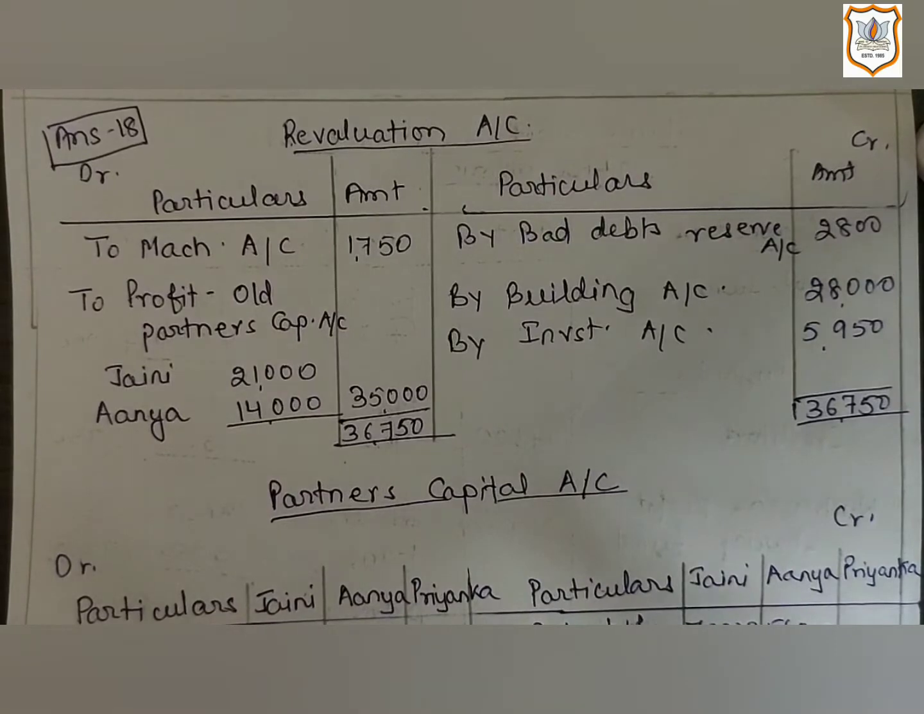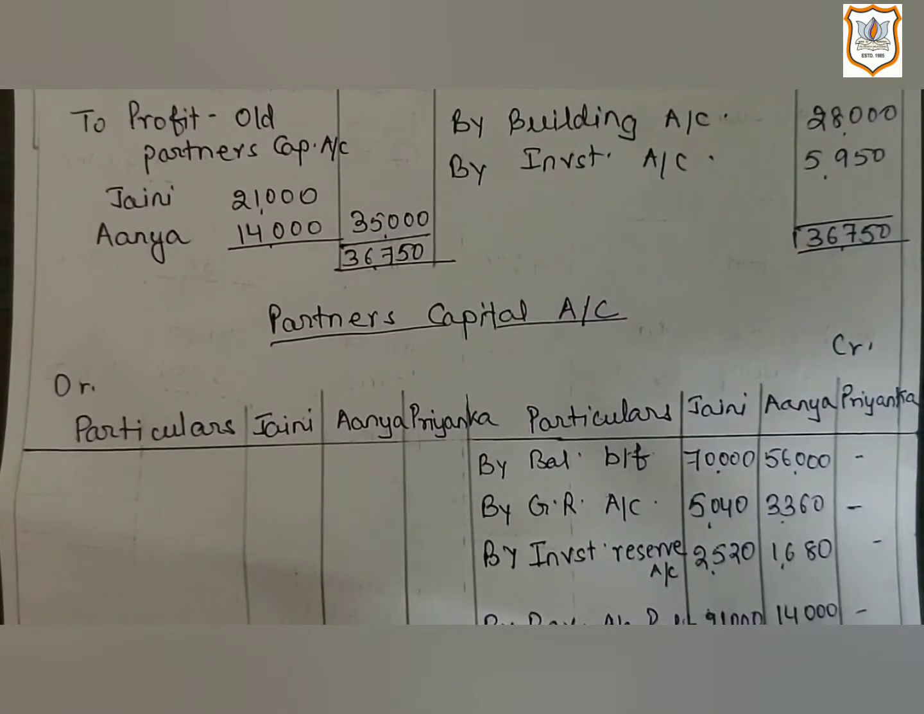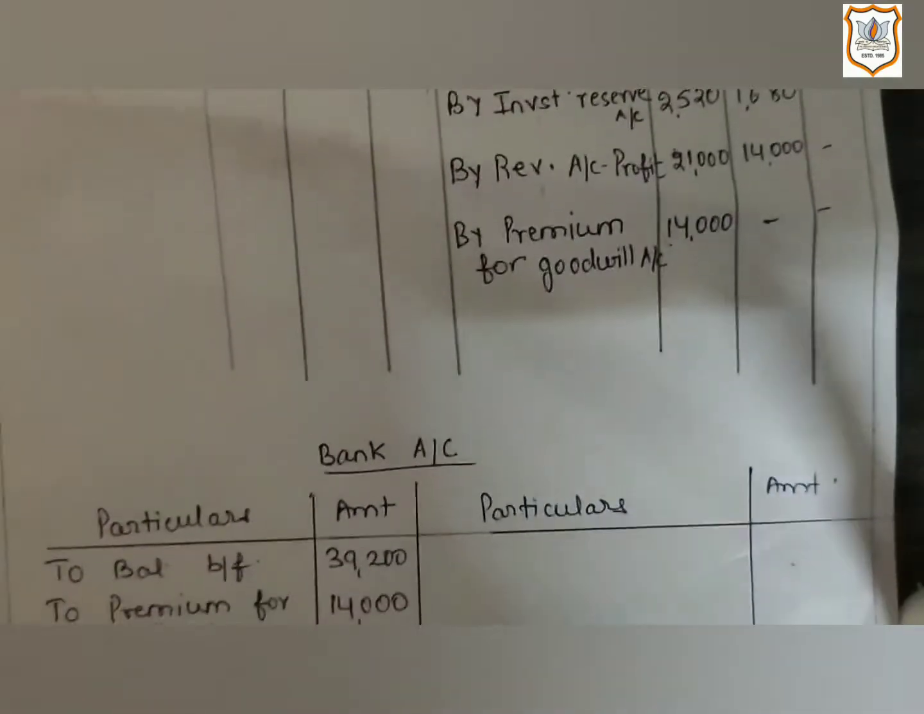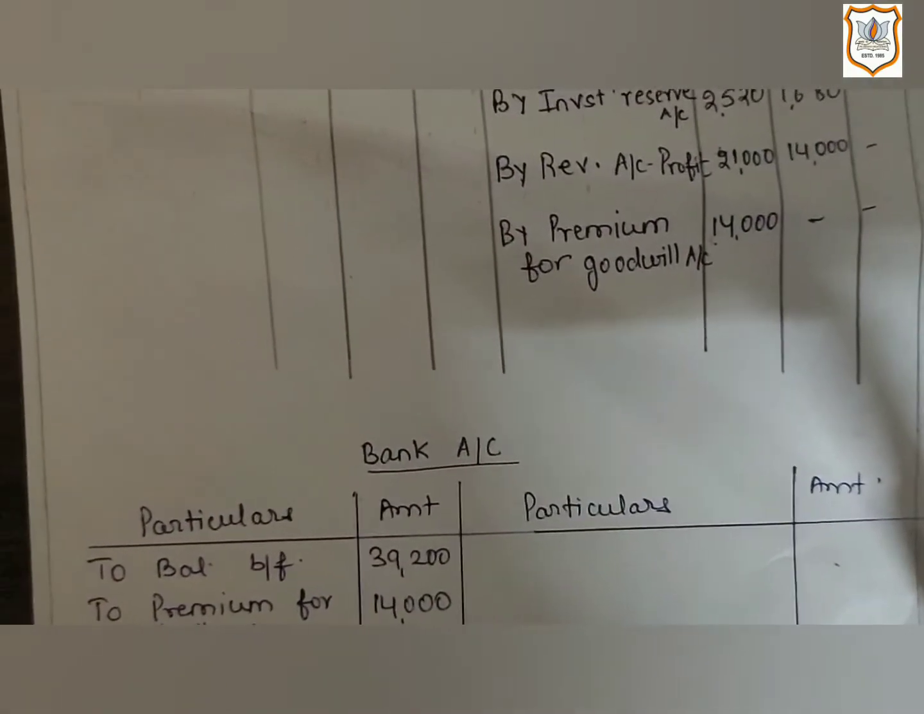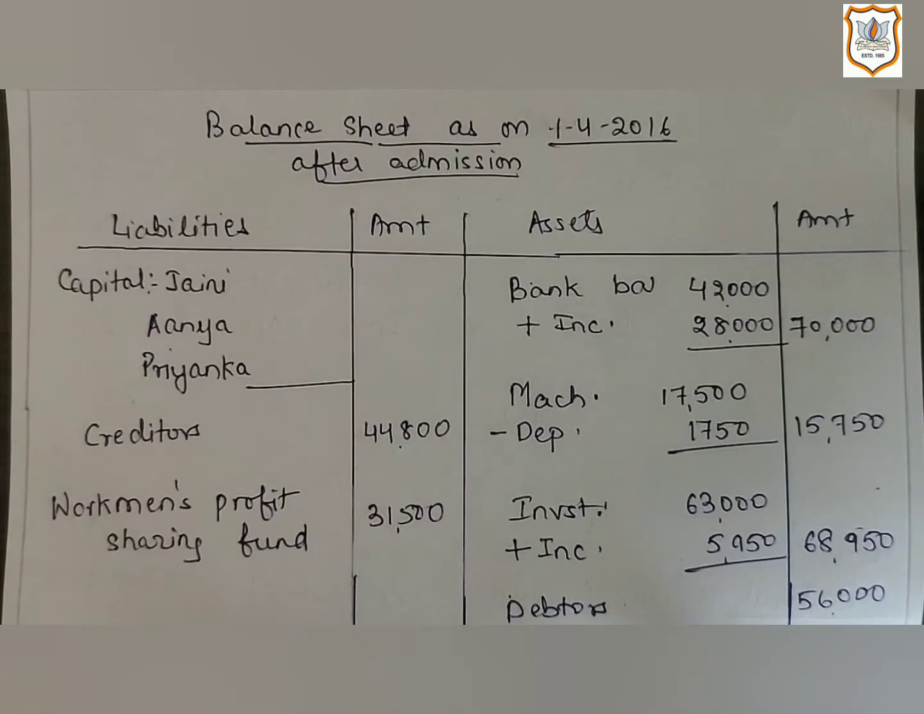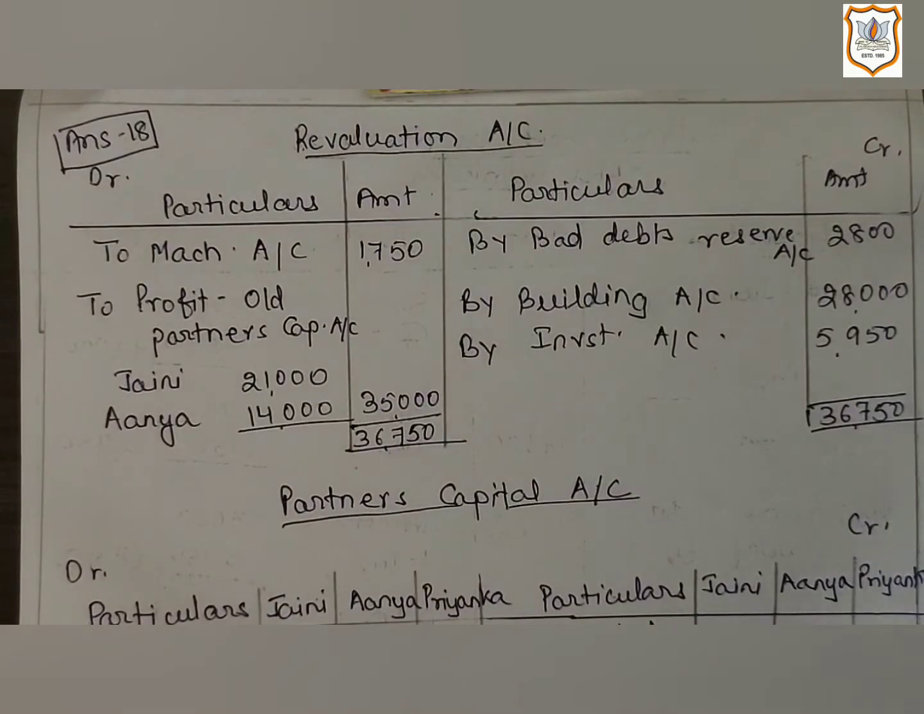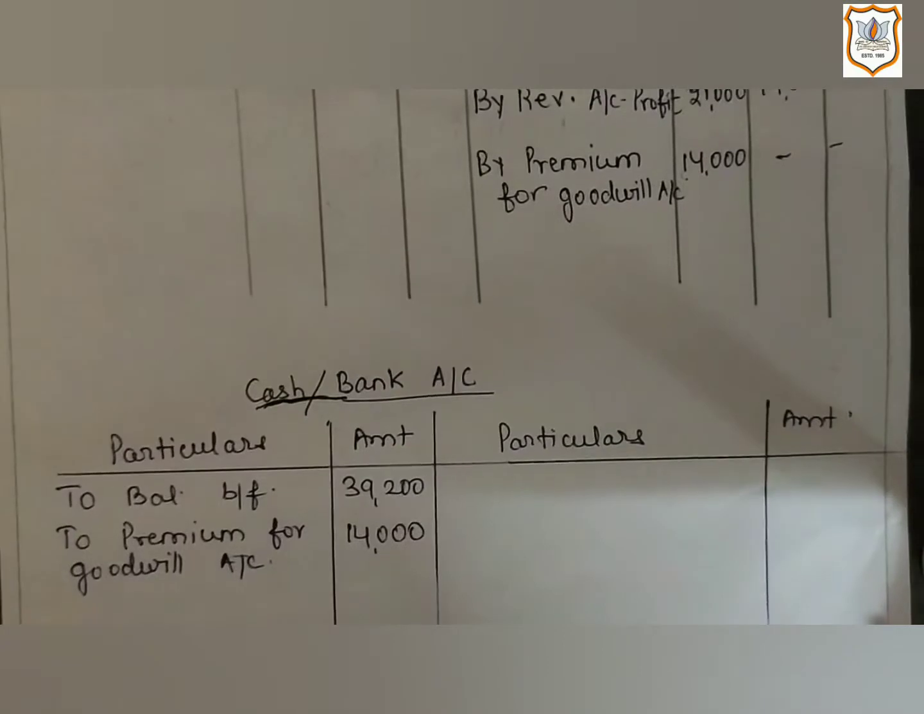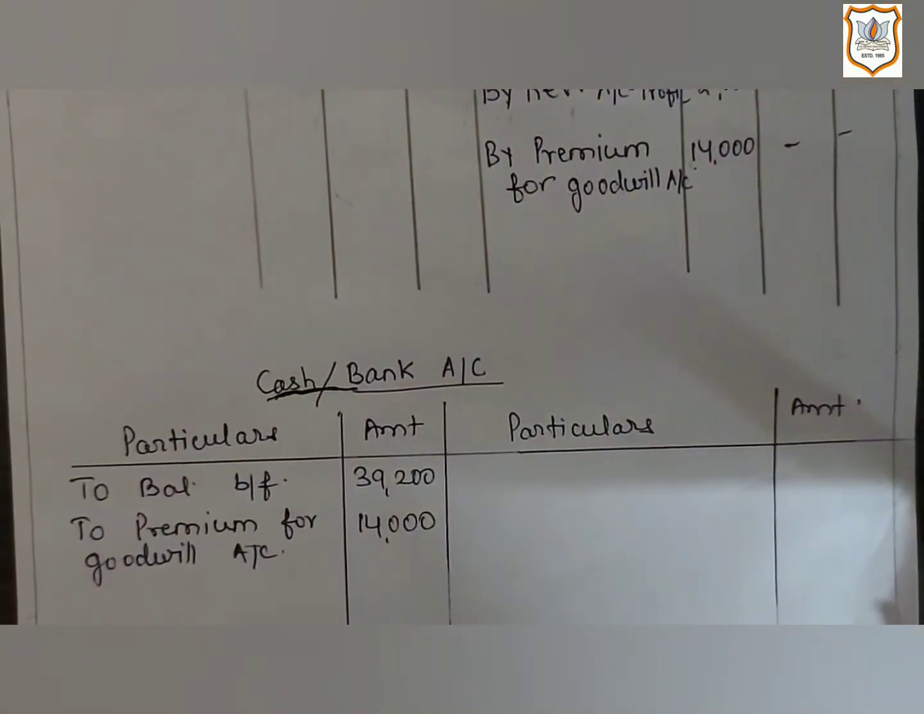So here is the answer. Here we will prepare the revaluation account, partners' capital account, bank account, and balance sheet as on 1st April 2016 after admission. So let's start with the first condition. The first point says Priyanka will bring rupees 14,000 as goodwill in cash. So we will record it on the debit side of the cash and bank account.